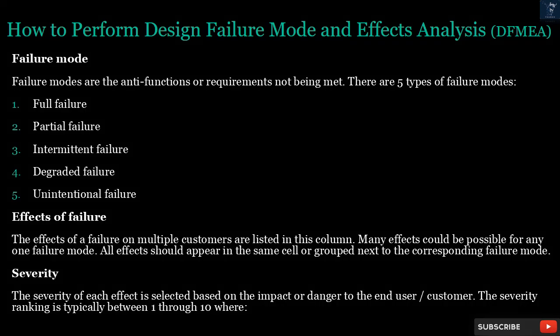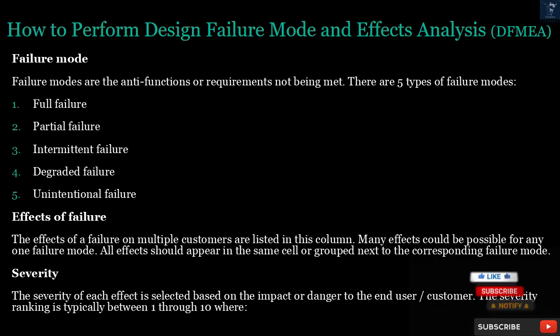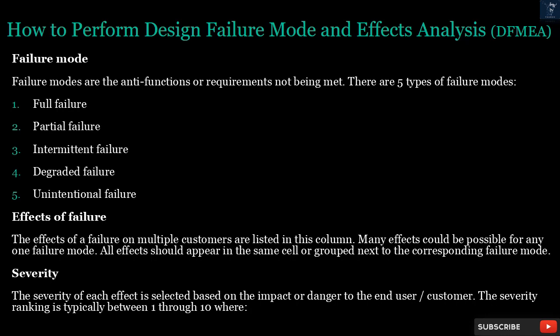Failure Mode. Failure modes are the anti-functions or requirements not being met. There are 5 types of failure modes: full failure, partial failure, intermittent failure, degraded failure, unintentional failure. Effects of failure. The effects of a failure on multiple customers are listed in this column. Many effects could be possible for any one failure mode. All effects should appear in the same cell or group next to the corresponding failure mode.